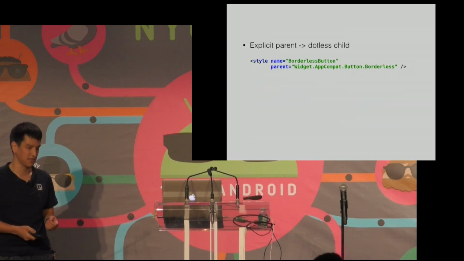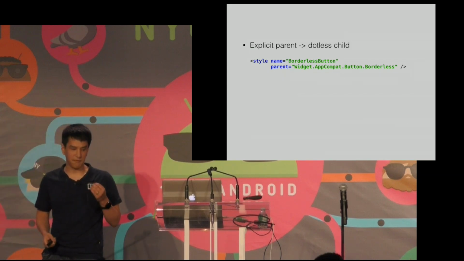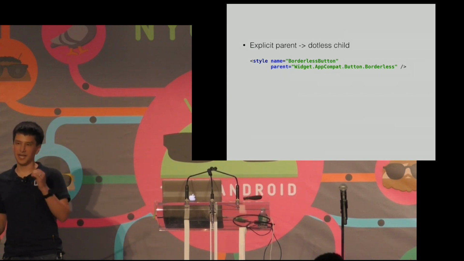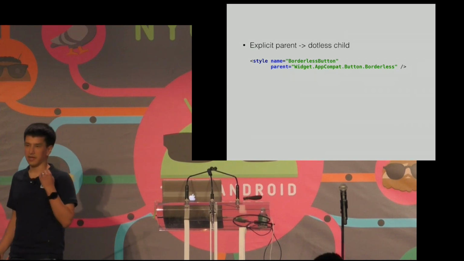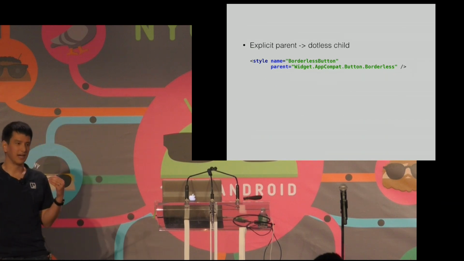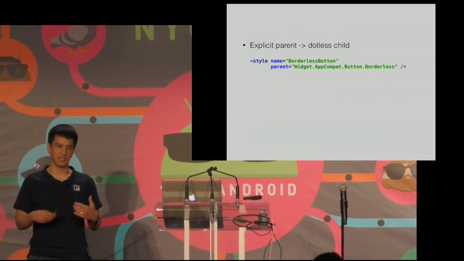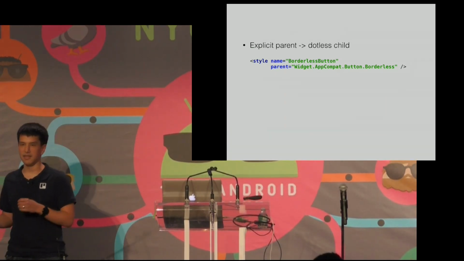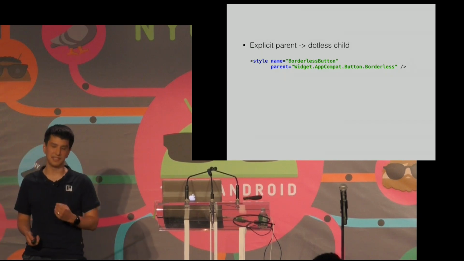So there's 2 solutions around this. The first is, and this is what I use by far the most often, that when you have an explicit parent, that implies that you should have a dotless child. So if you have to define the parent, which you often do when you're parenting Android OS styles, or styles provided by a library like AppCompat, then the name of your style shouldn't have any dots in it. That keeps things nice and simple.